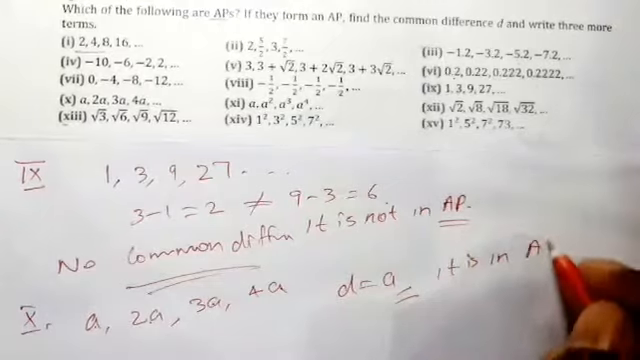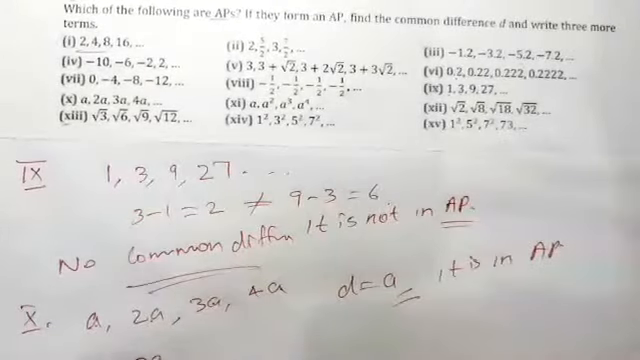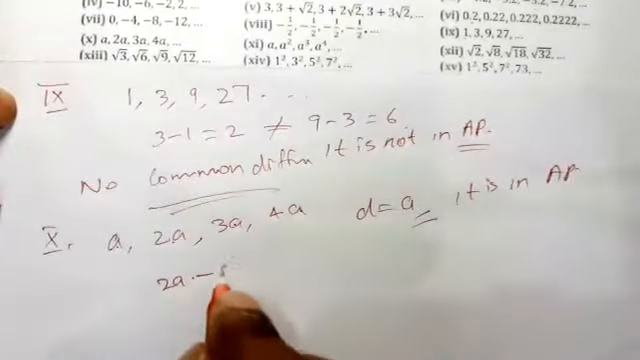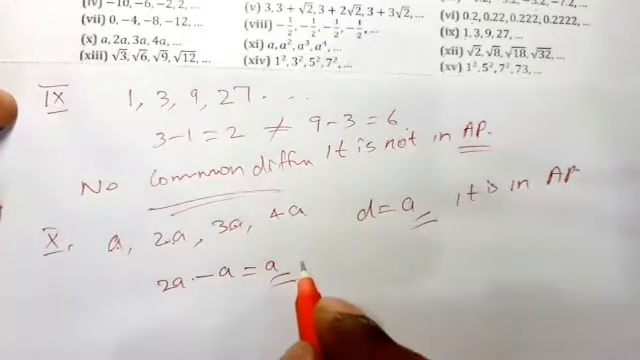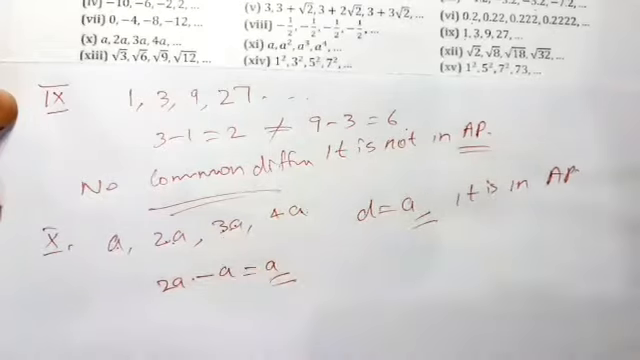So it is in AP. How can we understand? 2A minus A is equal to A. Similarly, 3A minus 2A is equal to A. 4A minus 3A is equal to A. So there is a common difference.